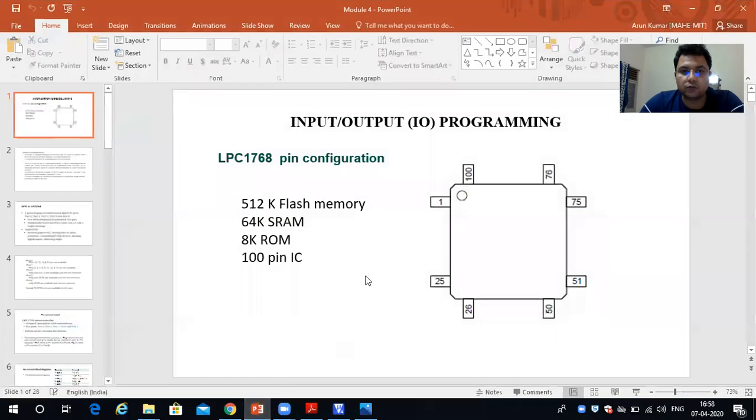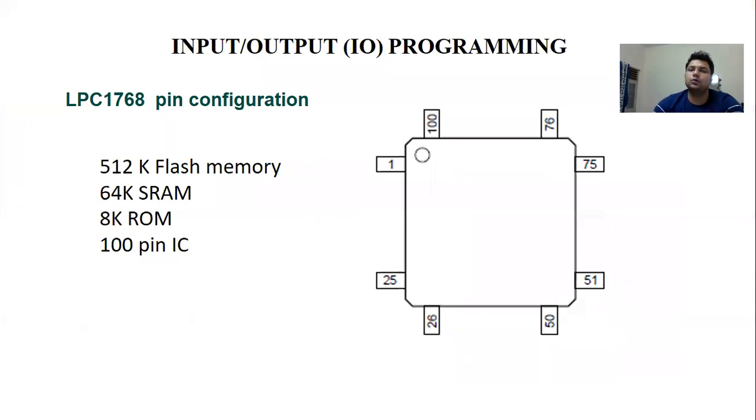Now we'll go to our presentation. We have in total 100 pins on this chip, 25 on each side: 25, 25, 25, 25. So in total 100 pins are there. Out of these 100 pins, every pin we can't configure and use as a general purpose input output pin. Out of 100 pins, only 70 we can use for input output configuration.